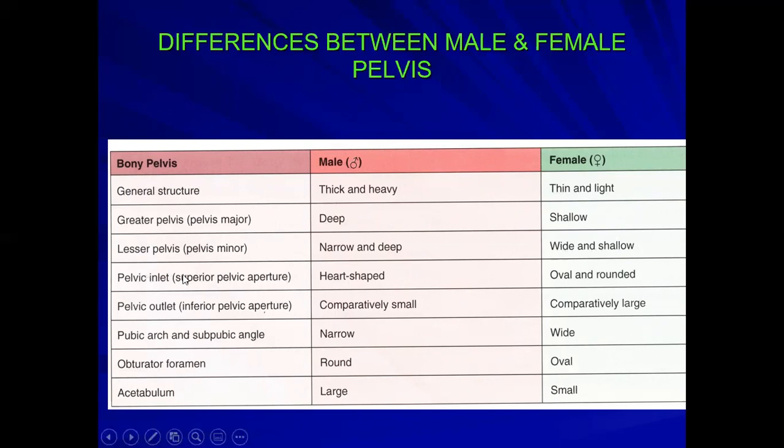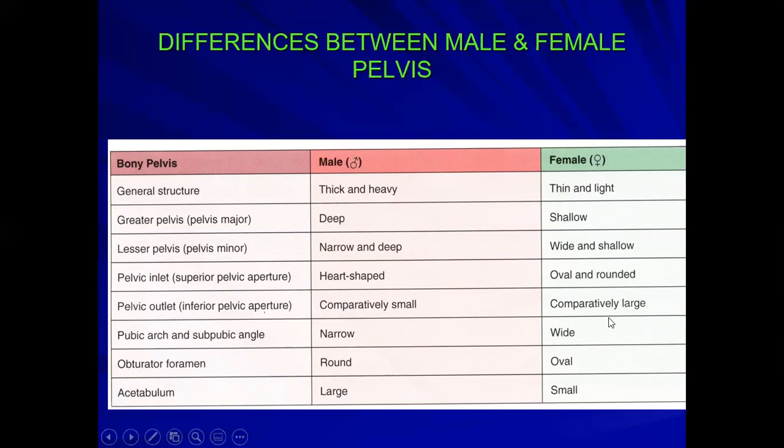And then the pelvic inlet, the superior pelvic aperture, for the male is heart shaped, but for the female it is oval and rounded. It's a very big opening there. For the pelvic outlet, it's comparatively small in male, but for the female it is large because it serves its purpose for the female. And then the pubic arch, or subpubic angle, is narrow in male, but for the female it is wide.